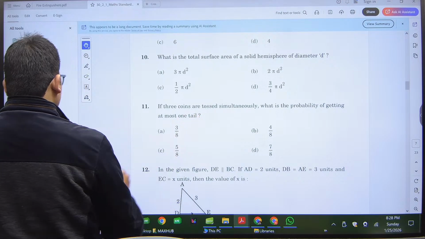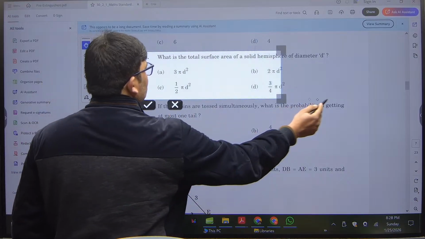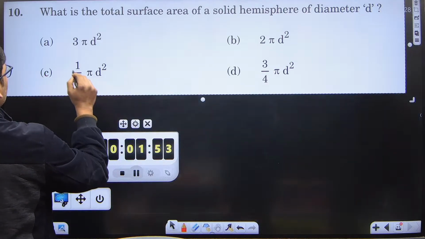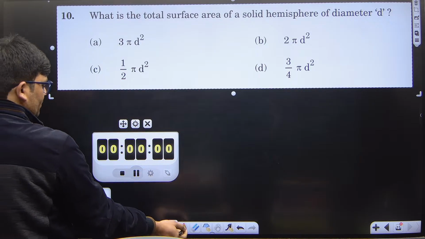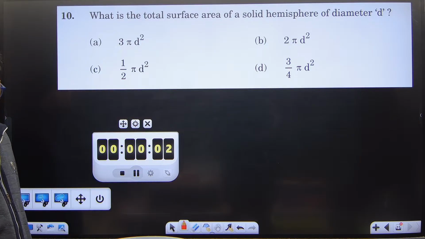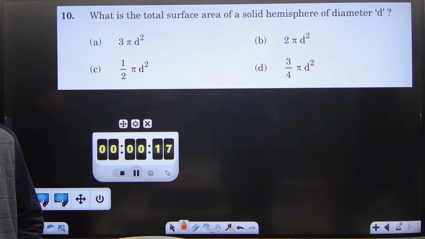Next question, what is the total surface area of a solid hemisphere of diameter D? Easy question.